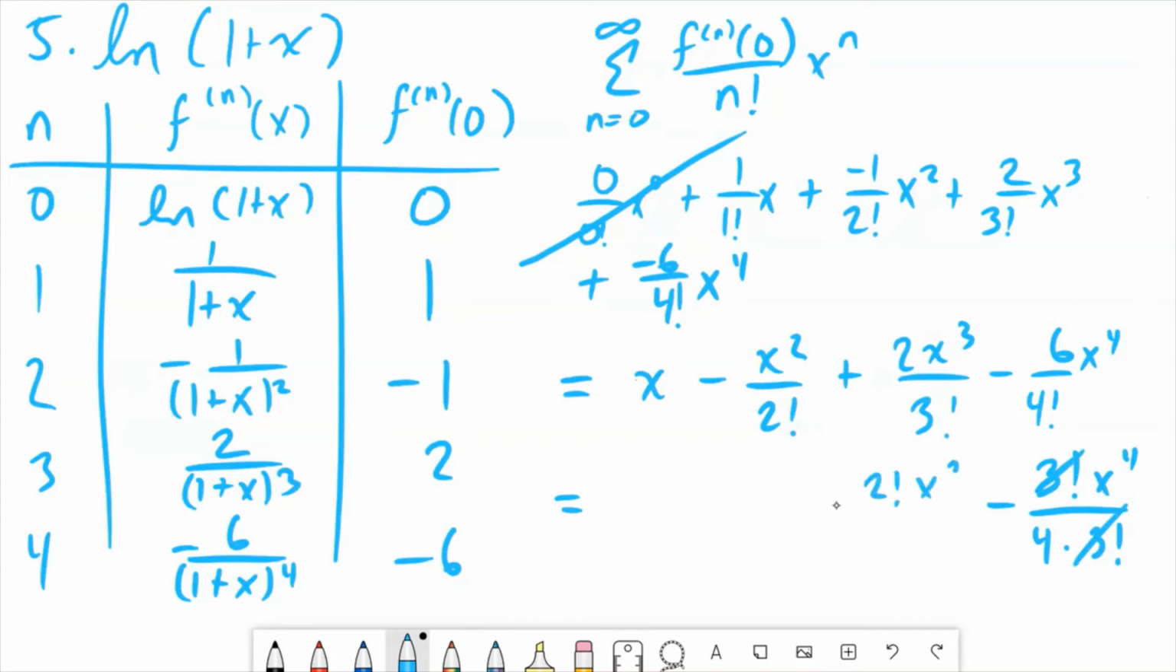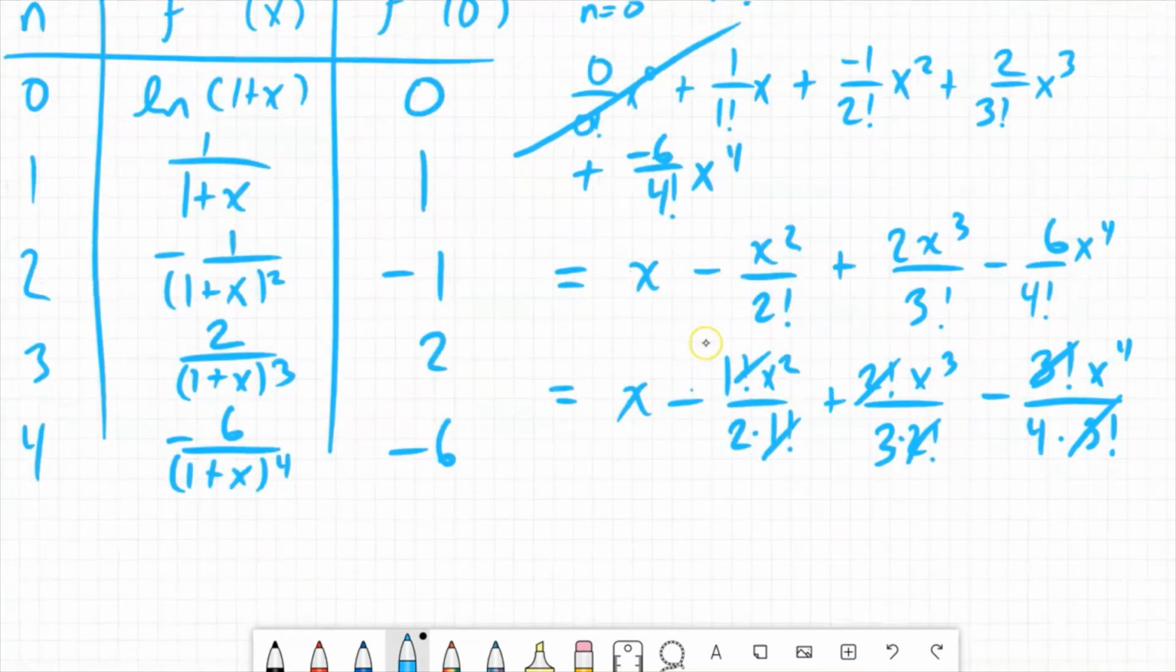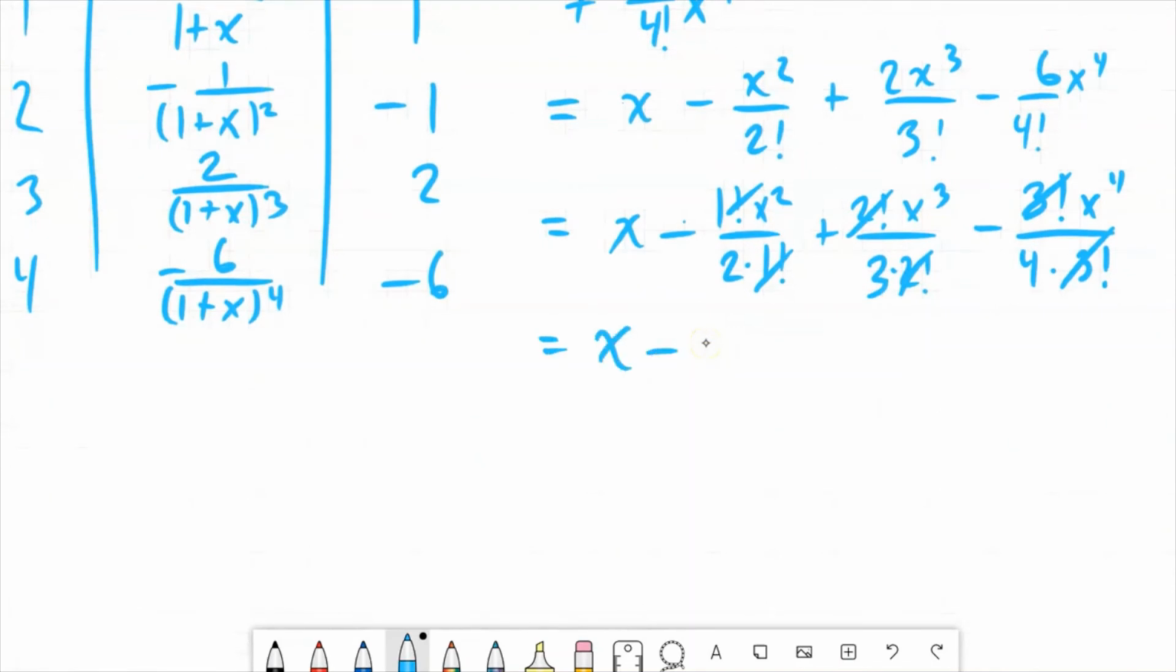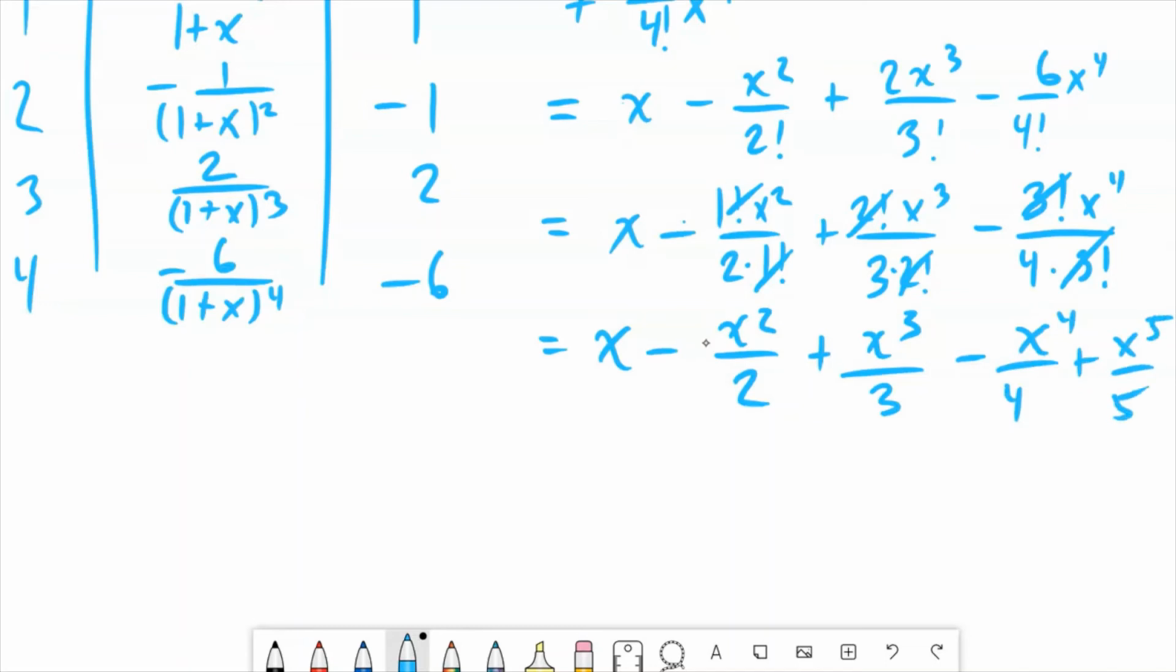Similarly, if I were to do the same thing to here, this would be 3 times 2 factorial. This cancels out with this. And then the same thing happens here. This is 1 factorial x squared divided by 2 times 1 factorial. And then I can just add this x here. So what do I get in all? I get x minus x squared divided by 2 plus x cubed divided by 3 minus x to the 4th divided by 4. And then logically x to the 5th divided by 5.